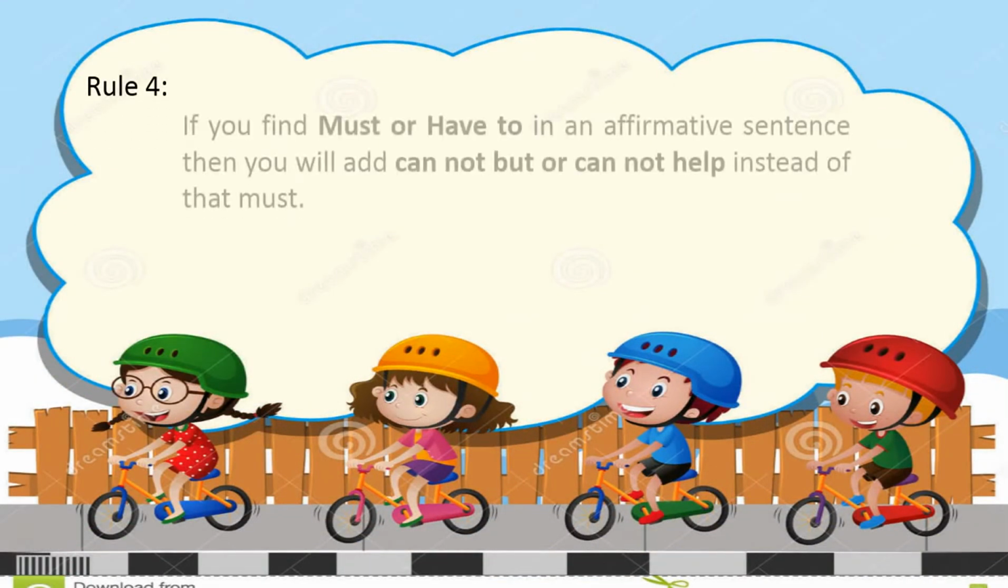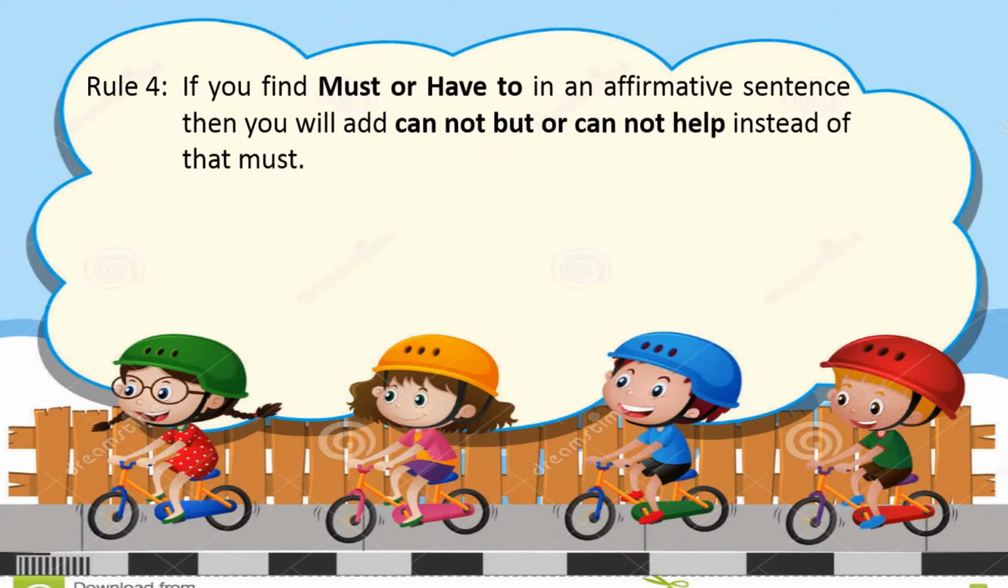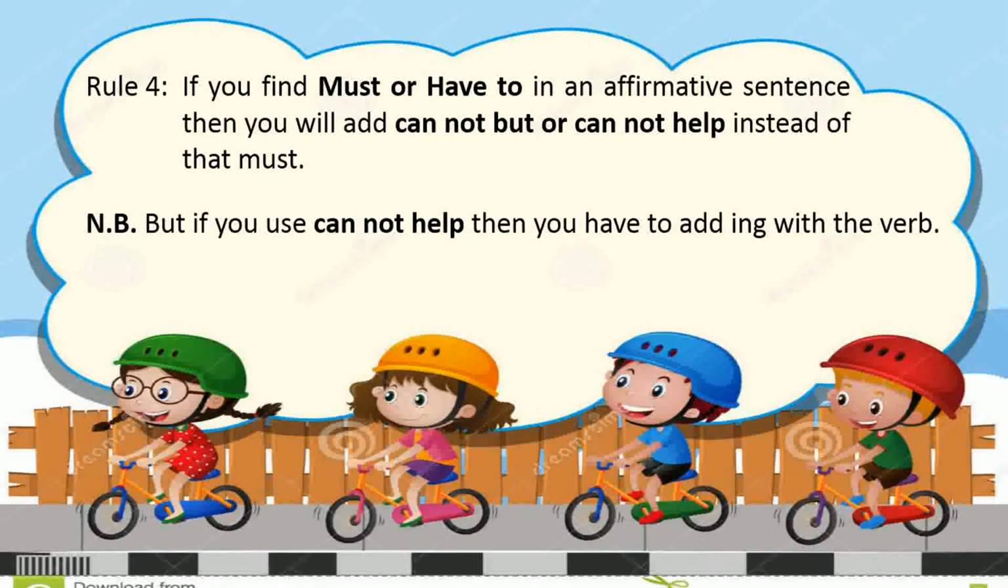Rule number 4. Okay, so if you find must or have to in an affirmative sentence, then you will add cannot help or cannot but instead of that must. So here you have to remember, if you use cannot help, then you have to add ing with the verb.